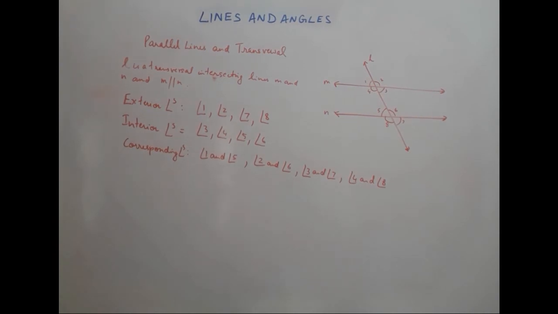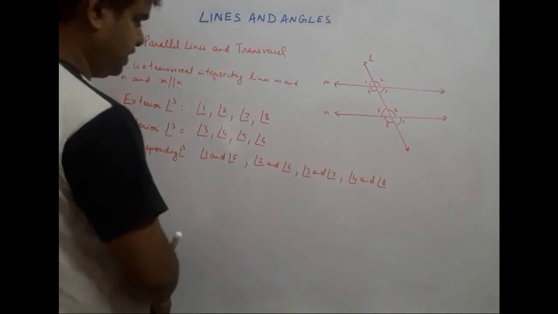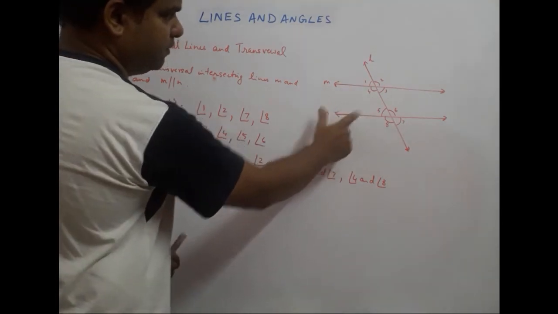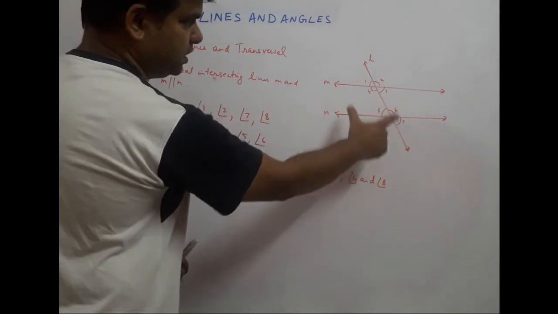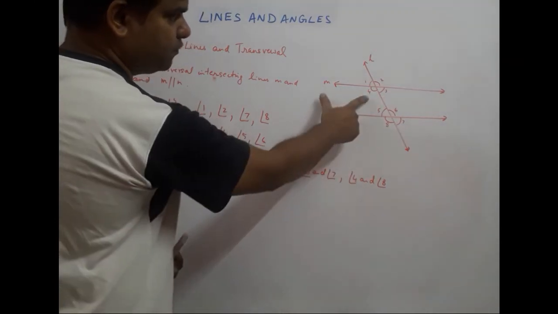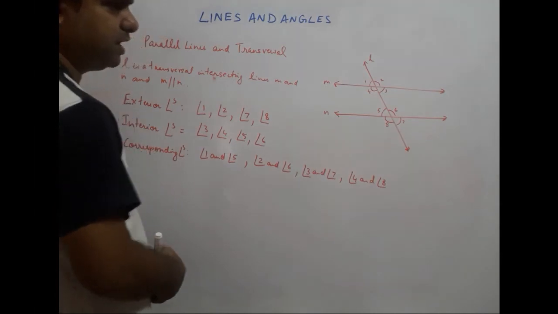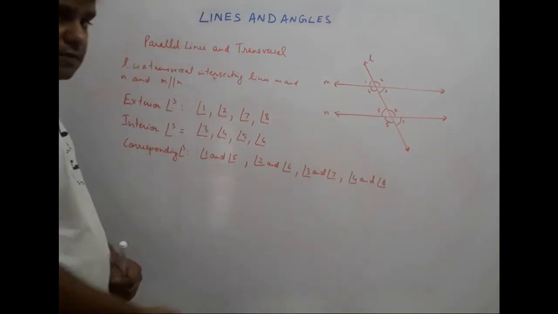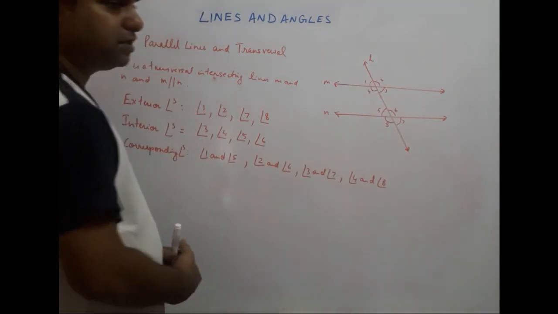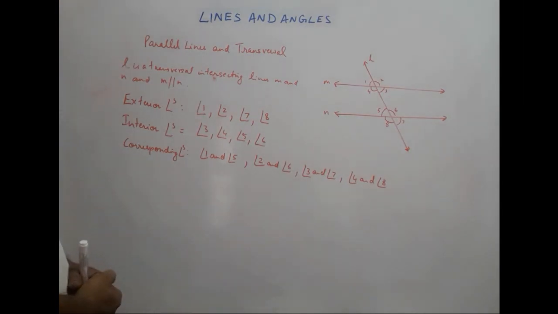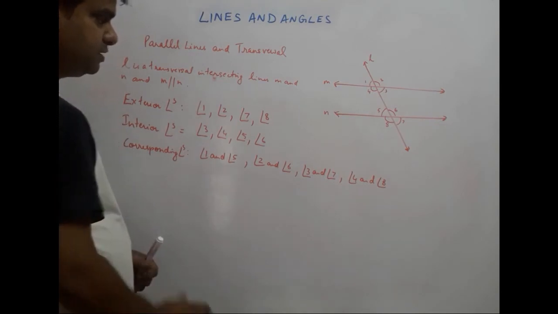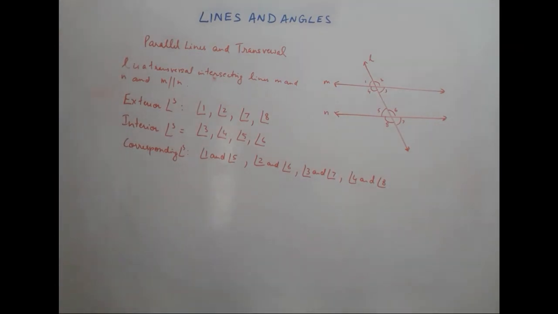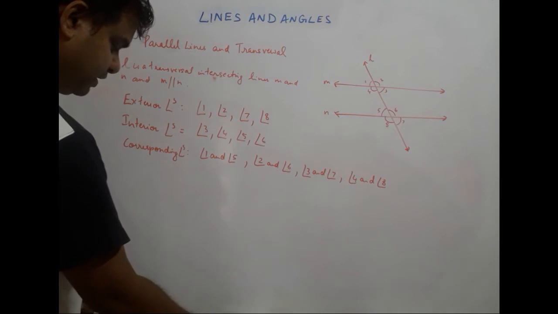Next we look at corresponding angles. Look at how the corresponding angles are. 1 and 5, 2 and 6, 3 and 7, 4 and 8. So it is like leaving one angle, the next one becomes the corresponding angle. Okay, so these are corresponding angles that you see.